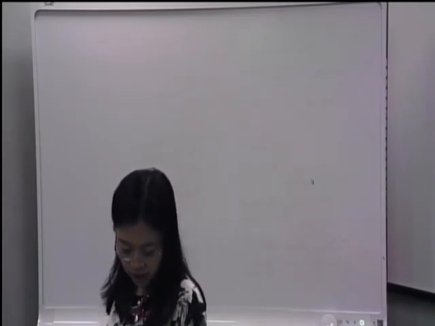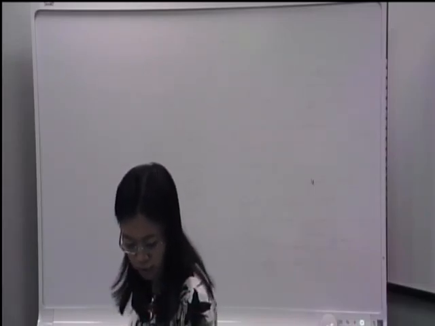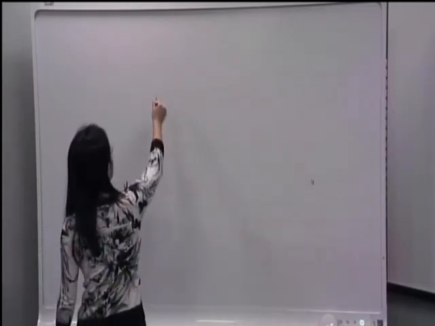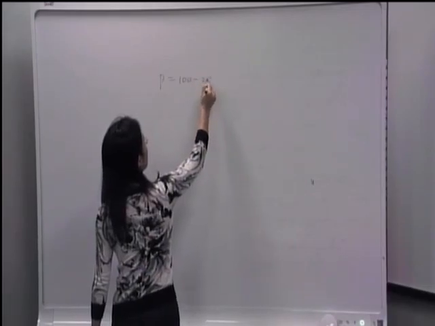So first step here, they share the demand. Okay, how do you comprehend that? 100 minus parentheses Q1 plus Q2. So when they say they share the demand, usually we assume they split the market. How do we split the market? Each firm will face half of the market share, right? So I want to show you how we get this: P equal to 100 minus 2Q.